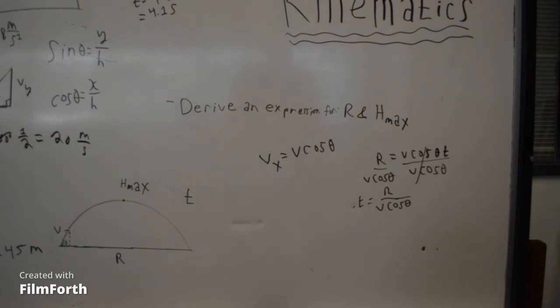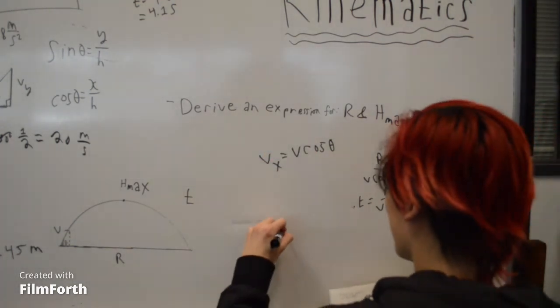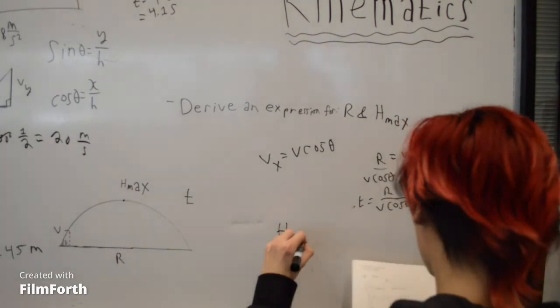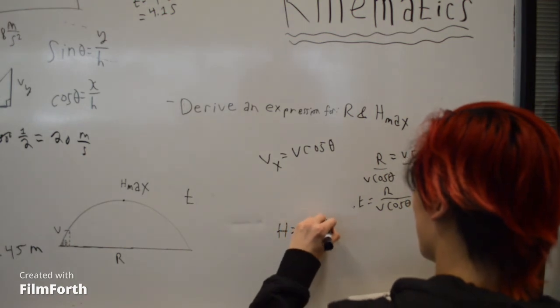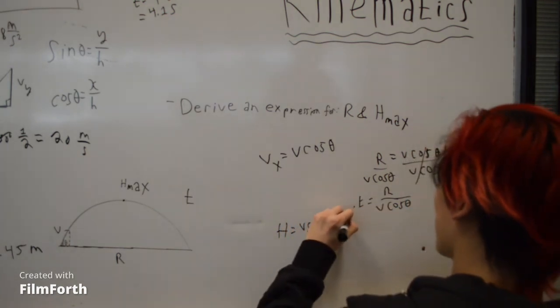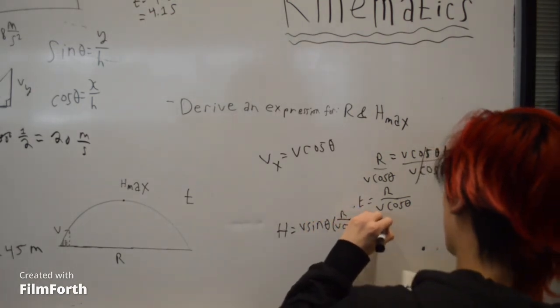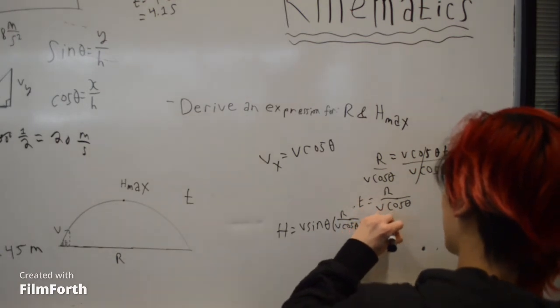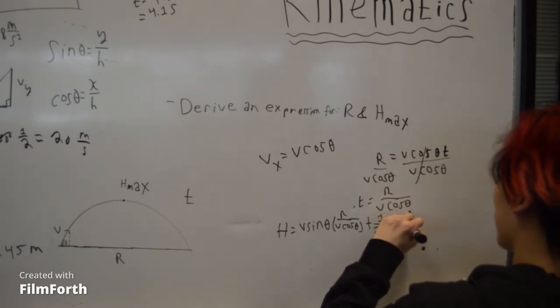Now, let's figure out how we would solve for h max. Recall the third UAM equation I mentioned. The change in spatial location equals initial velocity multiplied by time plus half multiplied by a t squared. So let's use that equation to solve. H max, or let's just put it as h to make things simpler, equals v sine theta, the vertical component, multiplied by our new expression for time, r over v cos theta, plus half, and in this case a is g, so half g multiplied by t squared. In this case it's going to be r divided by v cos theta, squared.